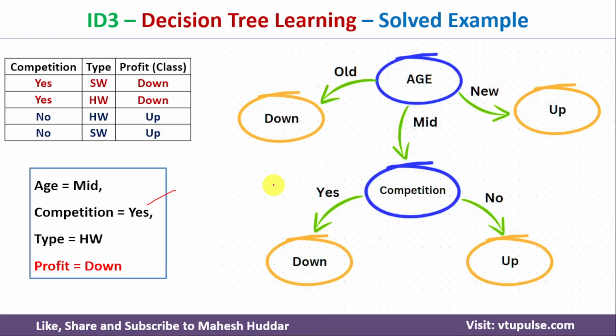This is how we can build the decision tree for the given data set by using the ID3 algorithm, and we can predict the class label for the new examples. I hope the concept of a decision tree is clear.